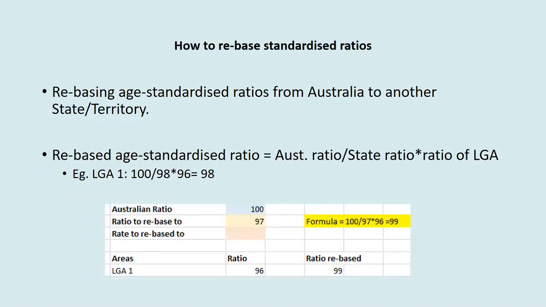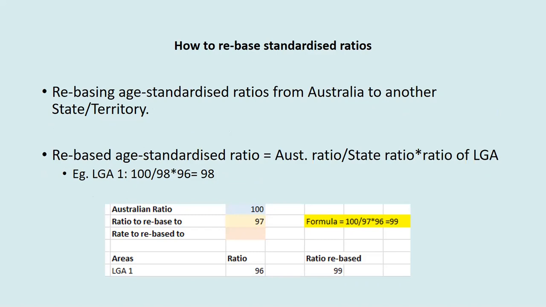The next part of the tutorial will be looking at how to rebase standardised ratios. To do this, firstly, we will need the Australian ratio, in this instance, which is always 100, and the ratio that you want to rebase to. And in this example, we have South Australia, and that might be 97. We then have the standardised ratios for the areas that we want to rebase.